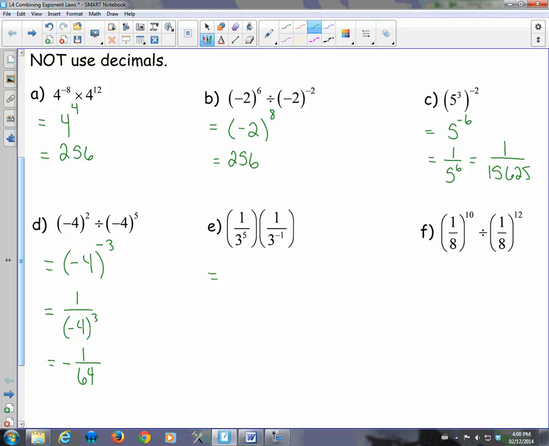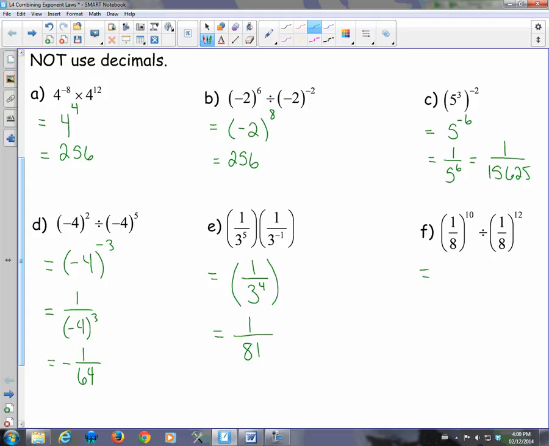Now look at E. I see a negative exponent but no flipping around. I also see there's brackets for multiplying, and I have the same base. So I keep my base, and I'm going to add my exponents when I'm multiplying. And so I'd have 3 to the exponent 4, which is 1 over 81.